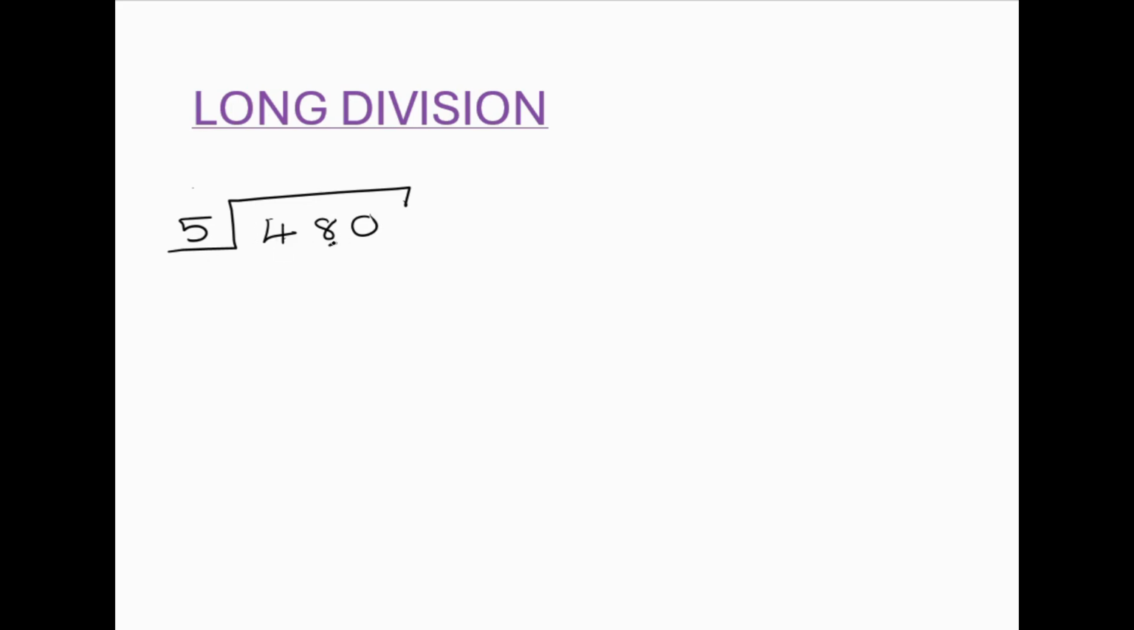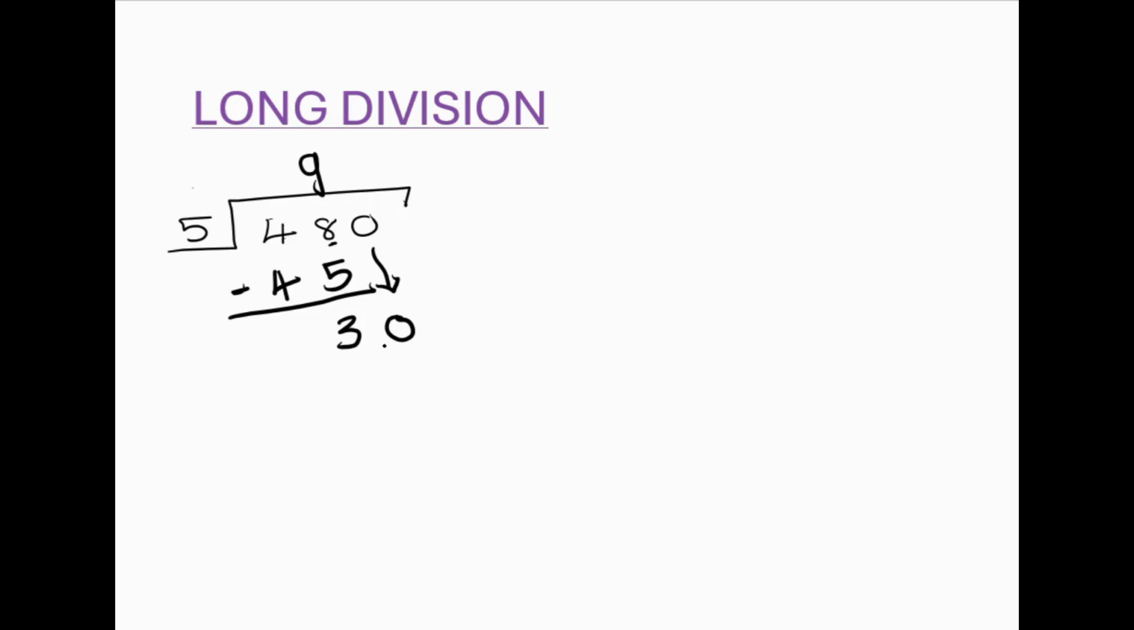So we say 5 into 48. Then we get 9, right? And then we say 9 multiplied by 5. Then we get 45. And then we subtract. Then we say 48 minus 45. What we get is 3. And then we bring down the 0.